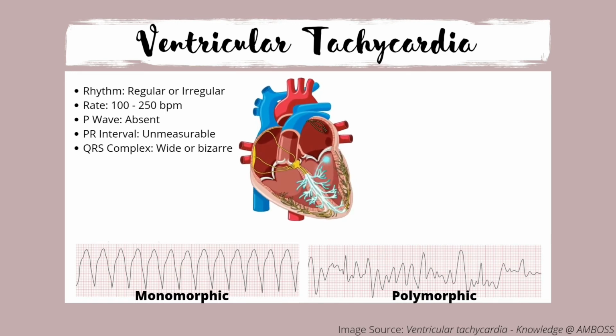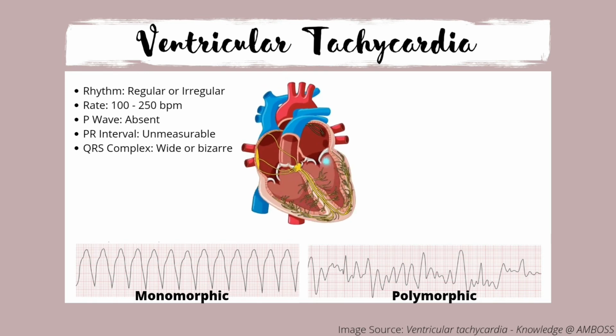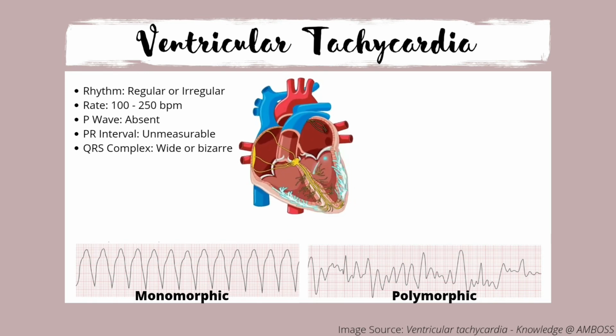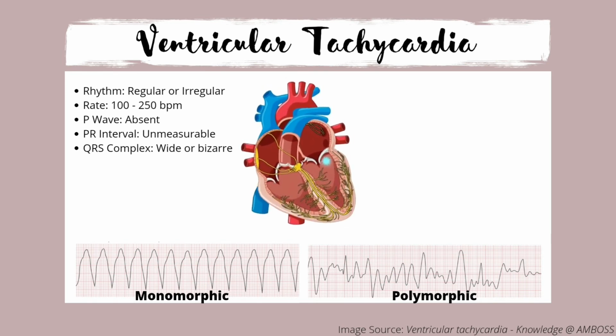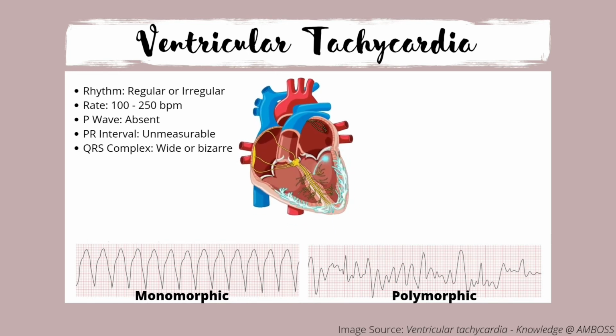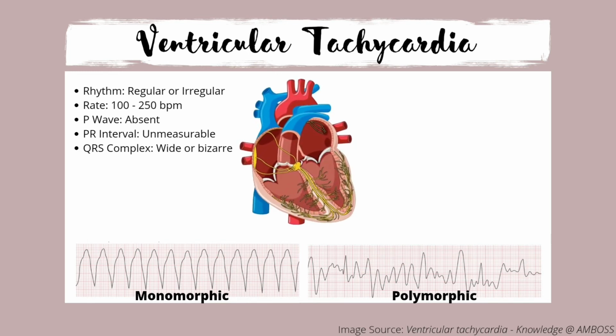Characteristics. Rhythm is regular. Rate, 100 to 250 beats per minute. P wave, absent. PR interval, unmeasurable. QRS complex, wide.